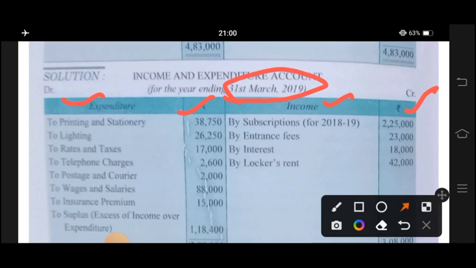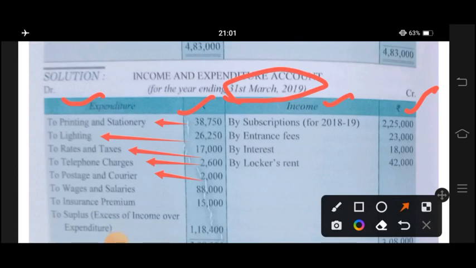The printing and stationery we have earlier identified in the debit side. Similarly, when we talk about lighting, rent and taxes, and ultimately telephone charges, they will also be recorded in the debit side as per the rule of nominal account. And when we talk about postage and courier, that will be a transaction of revenue nature, and that is why it should be recorded in the debit side of the income and expenditure account.